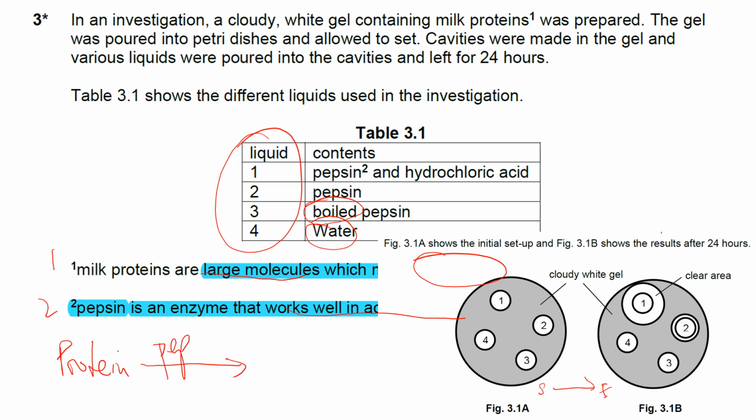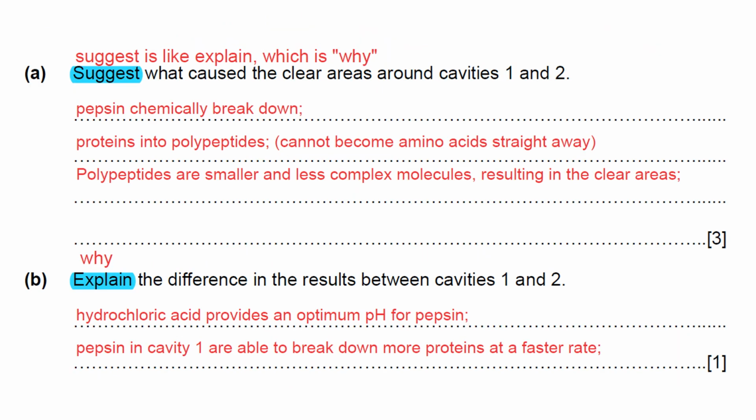Pepsin is an enzyme that breaks down proteins to polypeptides. So remember your chapter 5 and chapter 4. First question, suggest the clear areas around 1 and 2. So for 1 and 2, there is breakdown. You can see pepsin chemically breaks down proteins into polypeptides. This is the enzyme, this is the substrate, and this is the product. You are not supposed to write amino acids because the breakdown has to be done by stages.